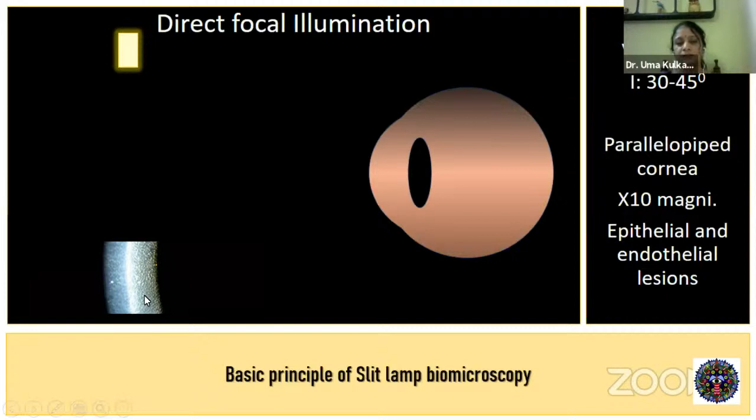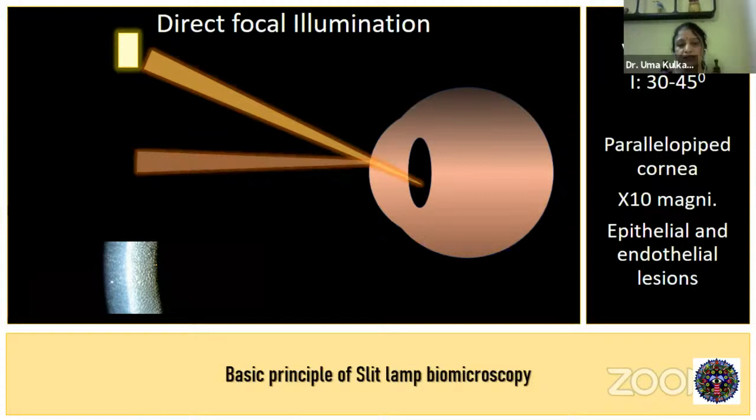So in a focal area, you want to see the details, you could use this kind of an illumination. So a little lesser illumination is sufficient for this. And again, same illumination is at around 30 or 45 degrees from the viewing system. So this is how you view that. The third one is the direct.